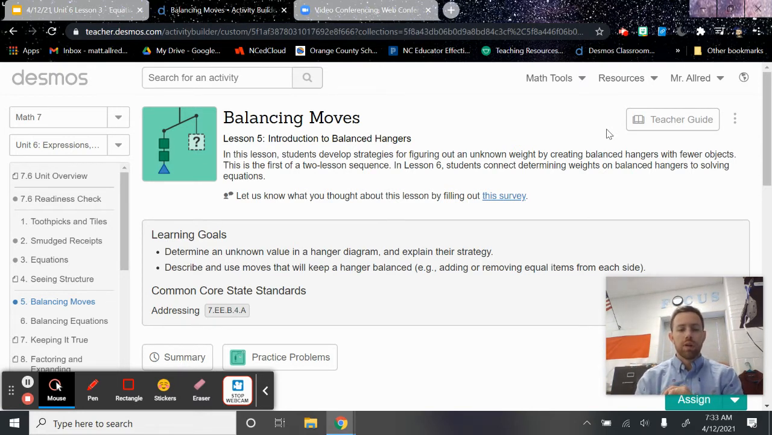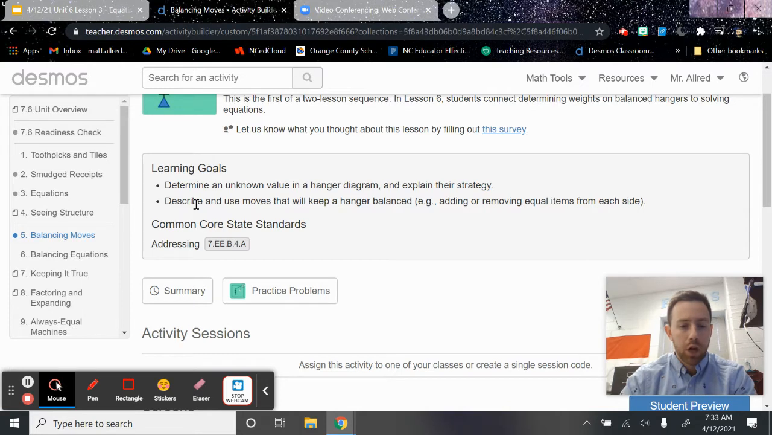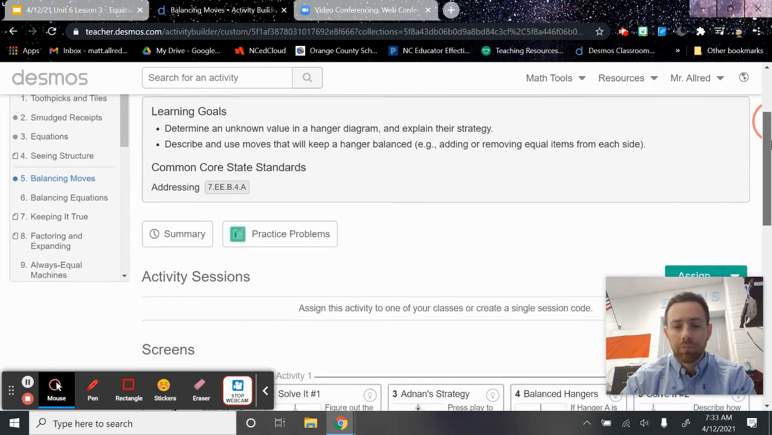It's the first of a 2-lesson sequence. So in the next lesson, you'll actually connect determining these weights to solving equations. In this lesson, you're just going to get a chance to work with the hangers and figure out how they work by following these two learning goals right here. Determine an unknown value in a hanger diagram, explain a strategy, describe and use moves that will keep a hanger balance, like adding or removing equal items from each side, things like that.